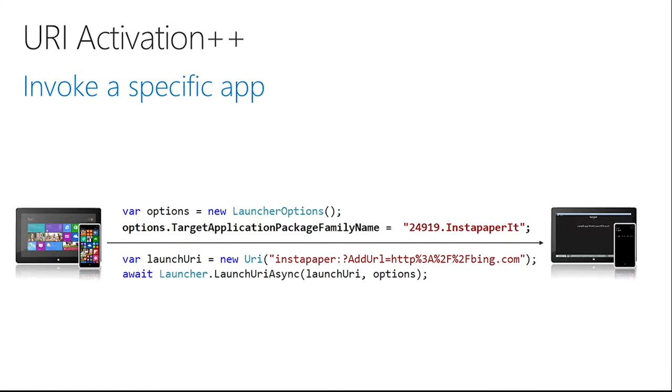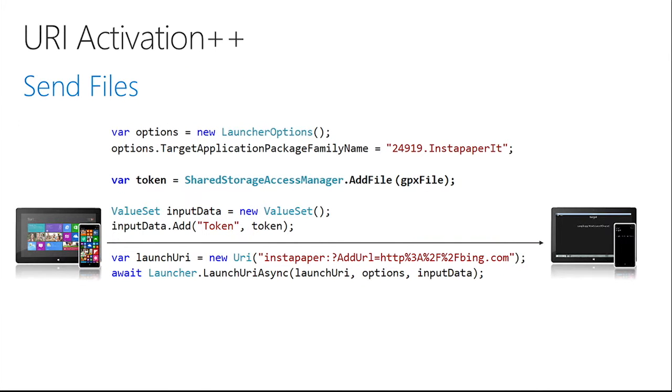Below the arrow there is essentially what we had in 8.1. And now we've got this launcher options where you can specify the target application package family name. This is the unique name that you get when you register your app with the store. And launch URI async now has an override, so you can specify those launcher options, and now it will only go to that specific app. So the user choice bit doesn't come into the picture.